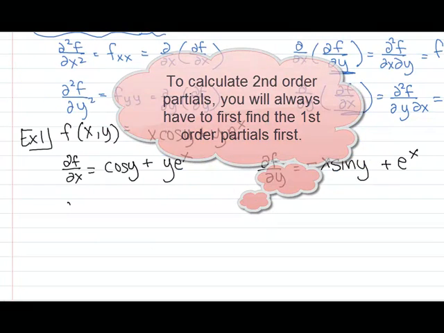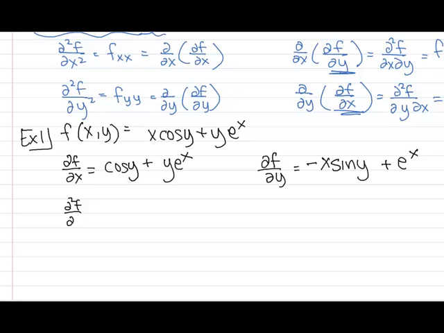So now I can find d squared f/dx squared, so with respect to x one more time, is going to be y times e to the x. And taking the derivative of the other one the second time with respect to y, negative x cosine y, and x is constant, so that second part is 0.